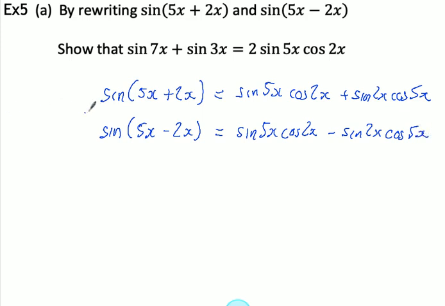Okay, so let's add those together, because that's what it asked me to do in the question, and I get sine 7x plus sine 3x equals, those two terms cancel out, lovely stuff. So I've shown exactly what we want.